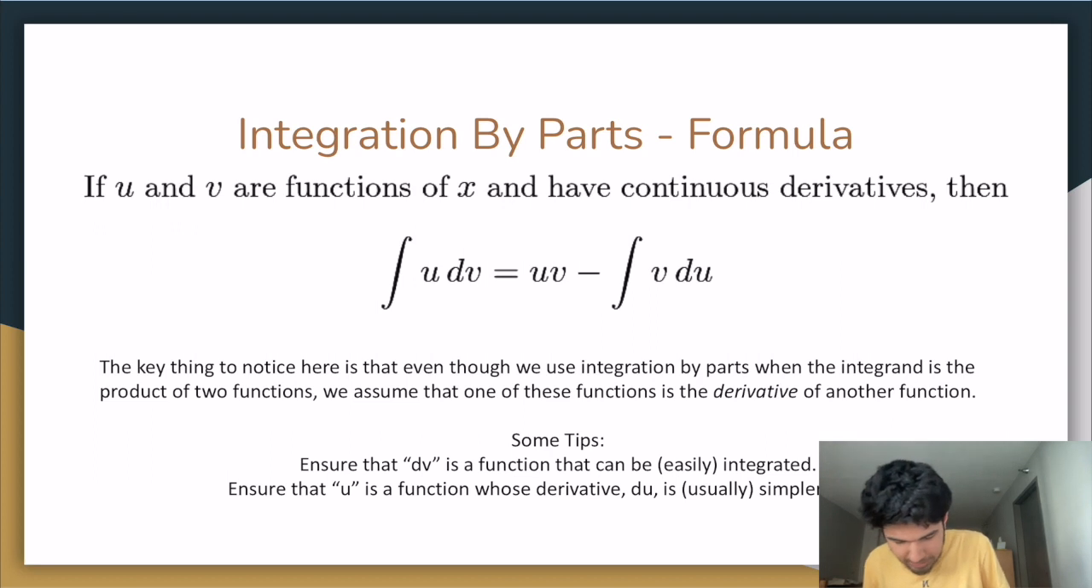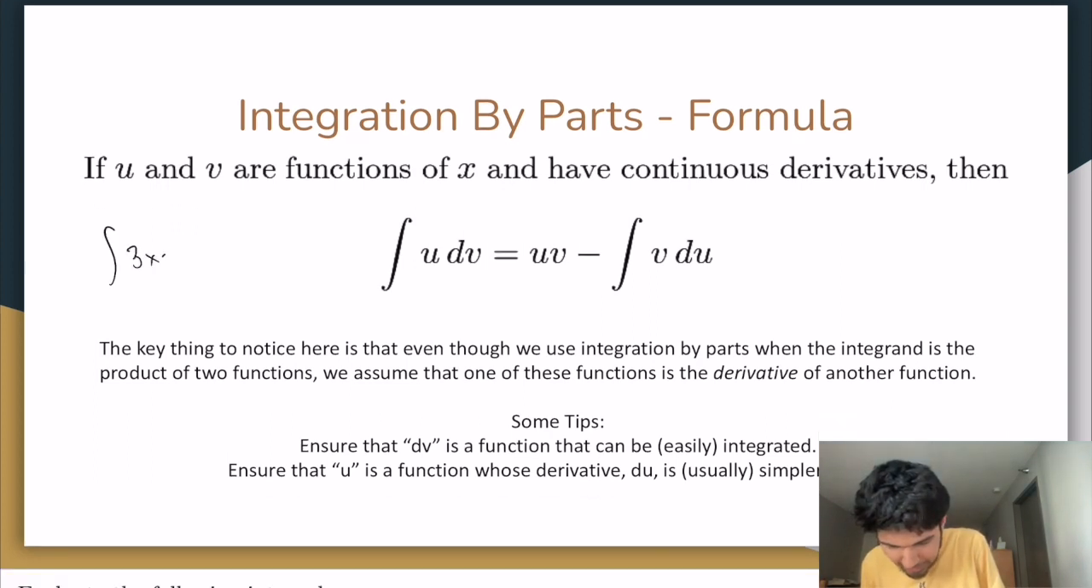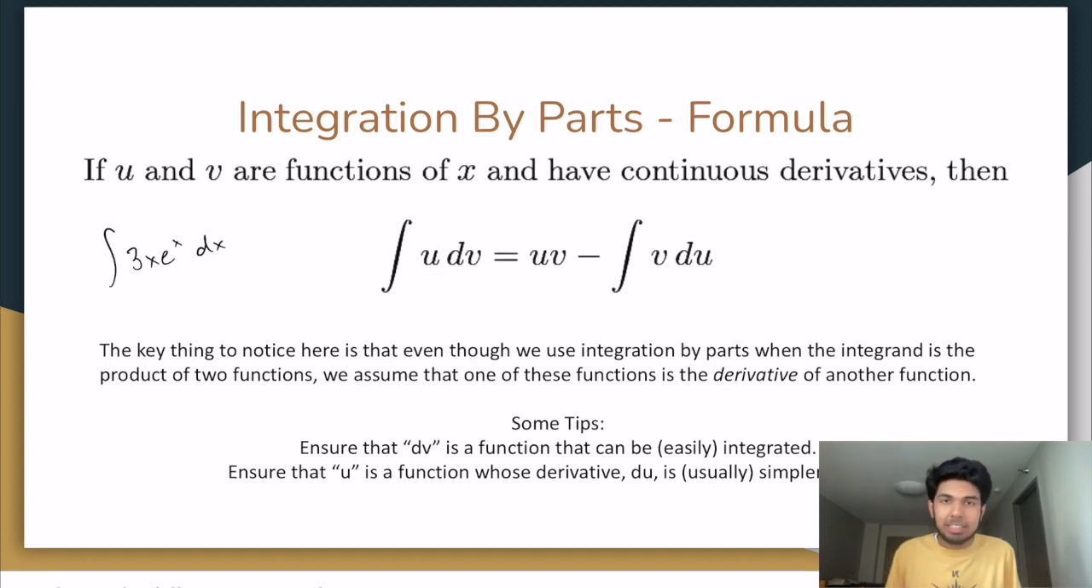In the example we gave from before, 3x e to the x, this u times dv is going to be this entire thing, 3x e to the x dx. We don't know what u and dv are. That is for us to assign, and then from there we can evaluate the integral. Just like with u substitution, where we assigned a value of u and then solved the problem from there, we have to do the same thing here. Assign a value of u and dv such that their product is this, and then evaluate the right-hand side.